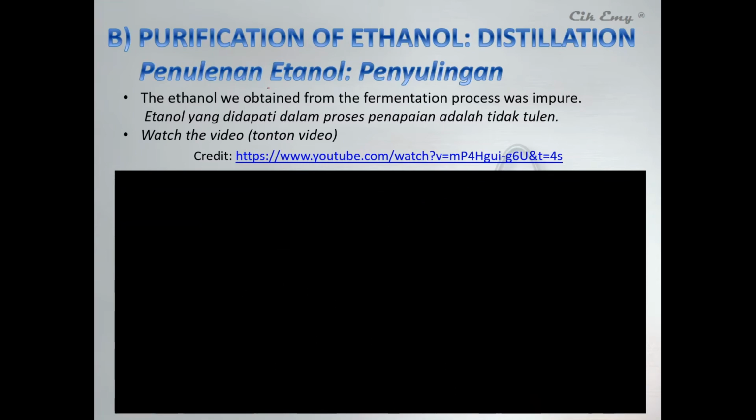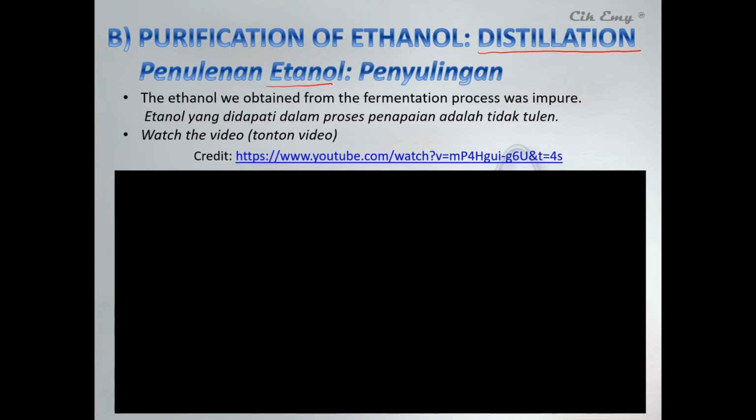So etanol yang kita hasilkan tadi actually warna dia warna kuning sikit. Tapi etanol yang betul, macam awak guna dalam sanitizer awak tu kan, that one is clear, right? Dia adalah warna yang jernih. So how to purify the ethanol? We have to do the distillation process. Kita kena lakukan proses penyulingan.